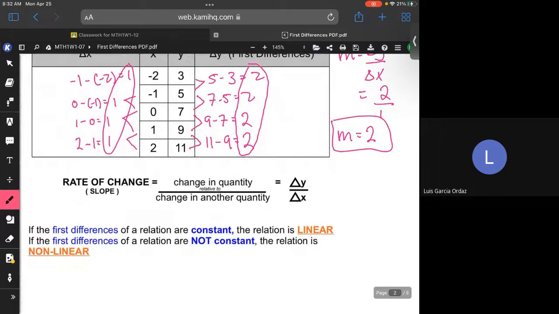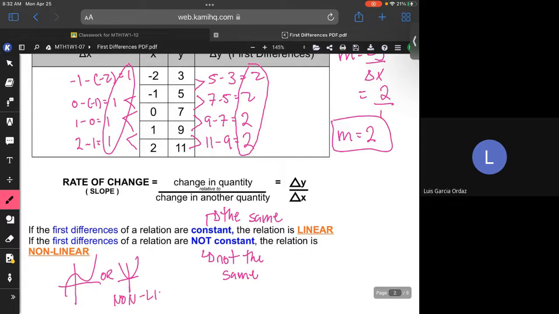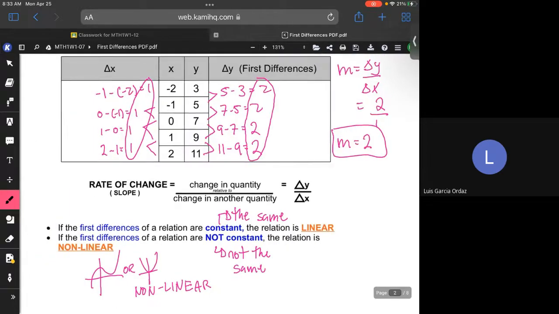Okay, so like I was saying, if the first differences are constant, which means the same, then my relation is linear. But if the first differences are not constant, which means not the same, then they are nonlinear, which means you have a graph that looks like this or this. So these are nonlinear because they are not aligned. So take a couple minutes to copy that down if you haven't yet.